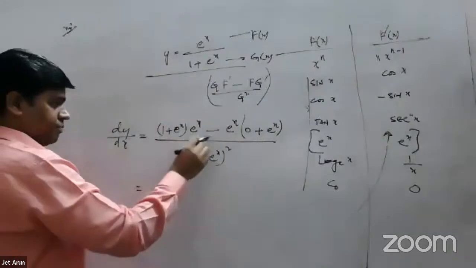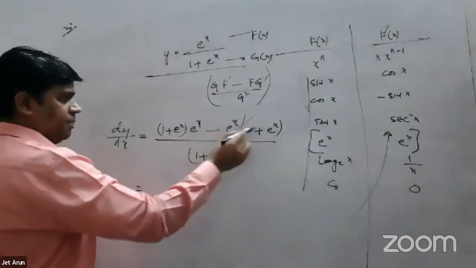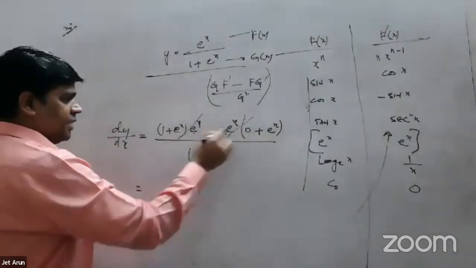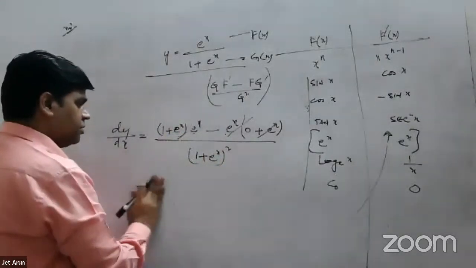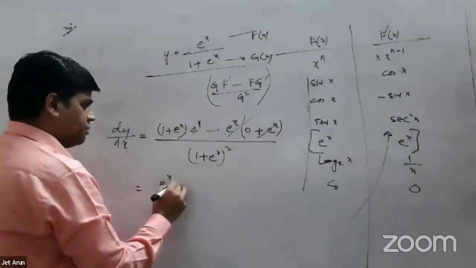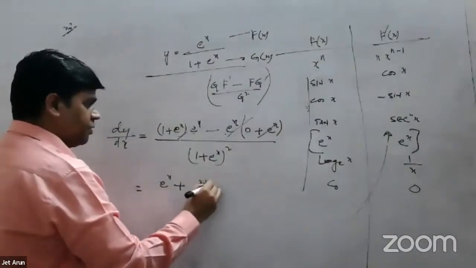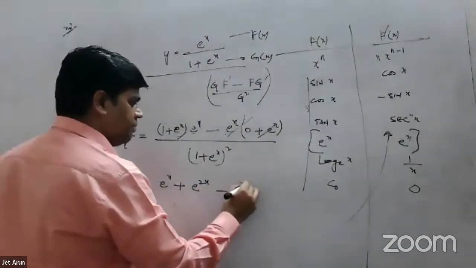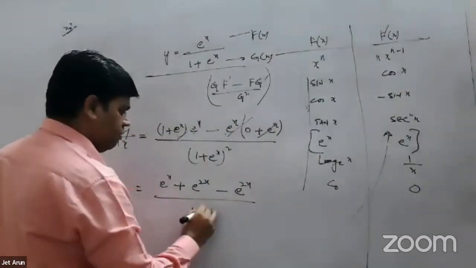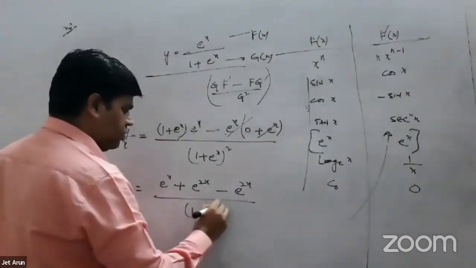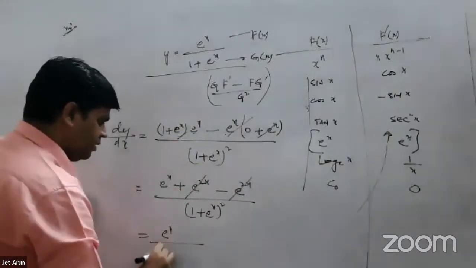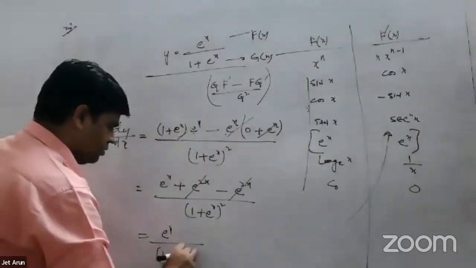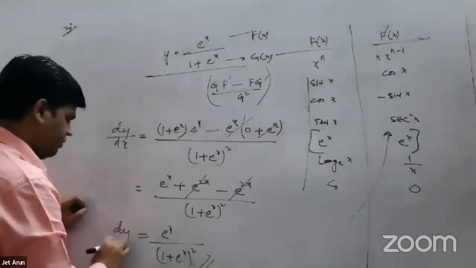Now this is 0, e power x into e power x gets cancelled out. All right, I'll expand. So e power x plus e power 2x minus e power 2x by 1 plus e power x whole square. So this e power 2x gets cancelled out. I'll get e power x by 1 plus e power x whole square. Now this is my derivative of that function.